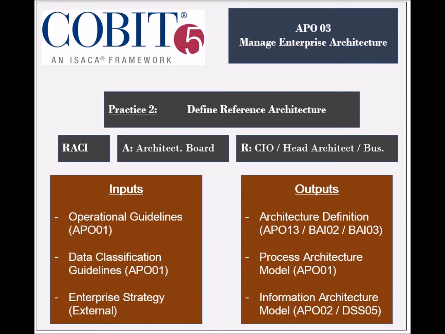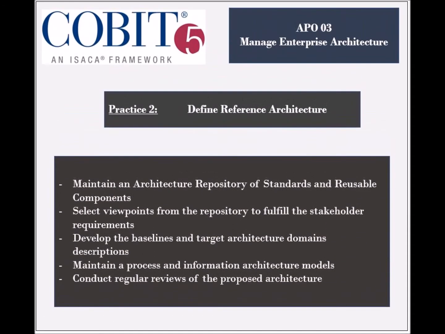The practice receives several inputs that include the operational guidelines and organizational structures from the APO01 process, the data classification guidelines from the APO01 process, and the enterprise strategy from external sources. It generates several outputs, which are the architecture definition to be used by several other processes, the process architecture model to be used by the APO01 process, and the information architecture model to be used by the DSS5 and BAI2 and 3 processes.